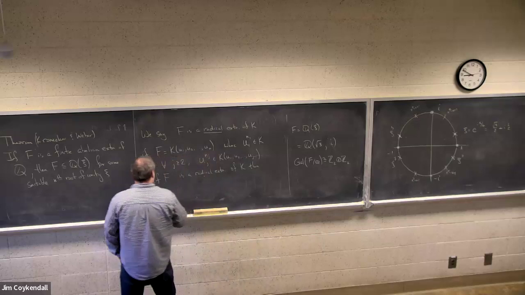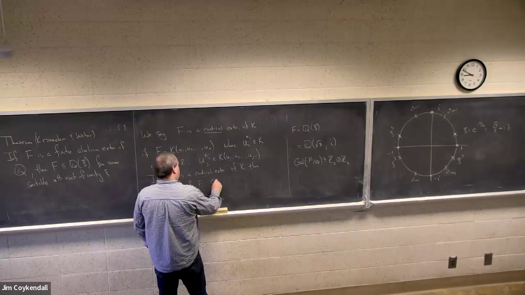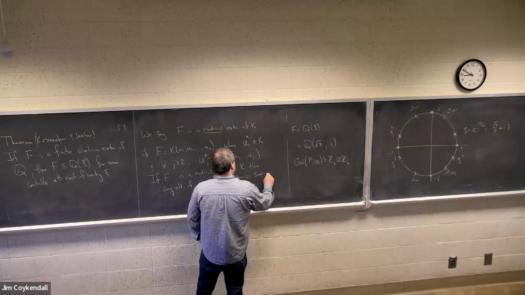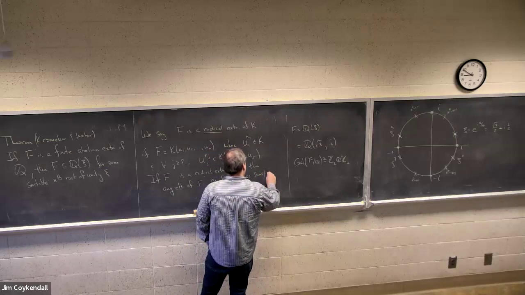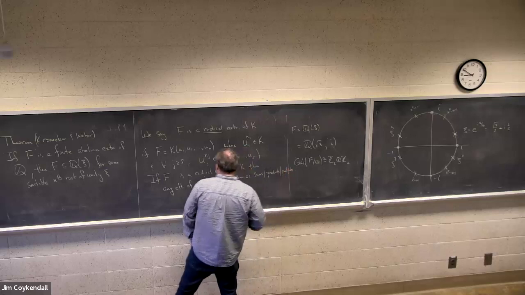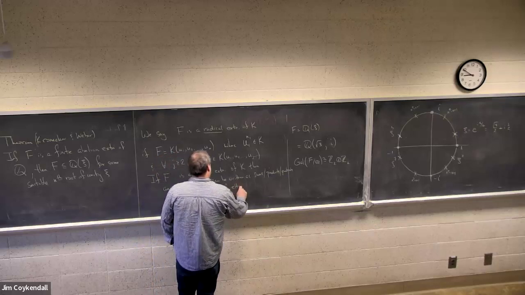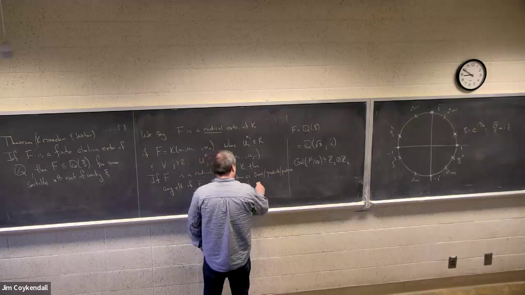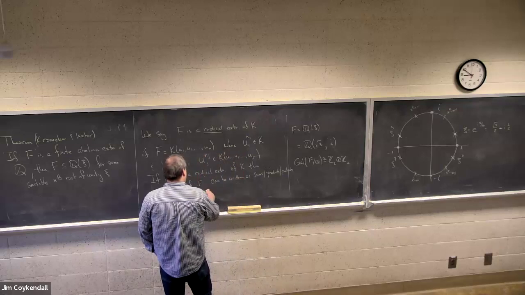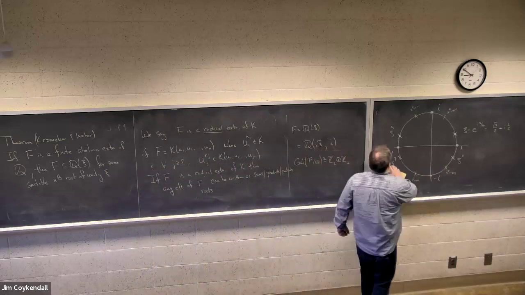Then any element of that radical extension can be built from sums, products, quotients of n-th roots of elements. Well, let me just say in roots. And I'm going to explain this by working through an example.